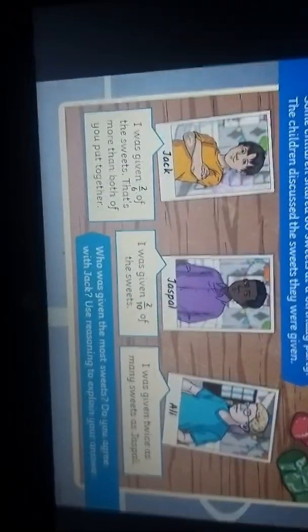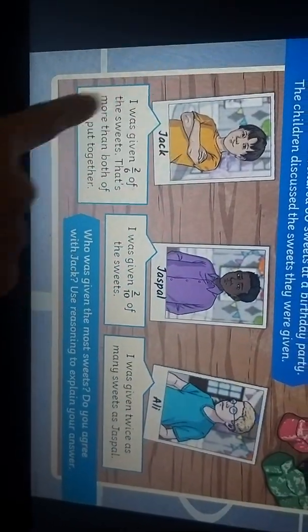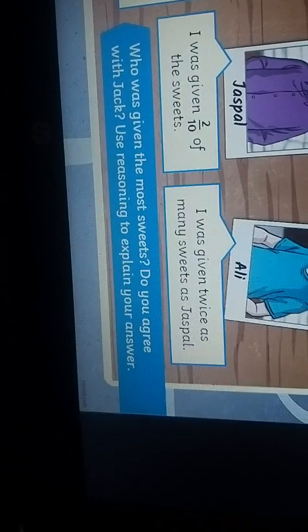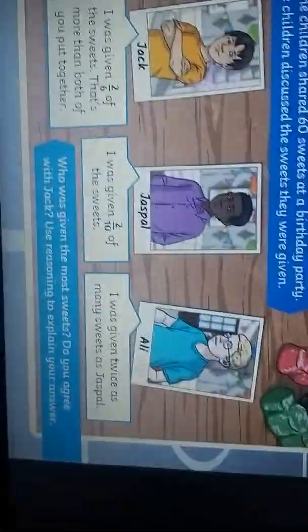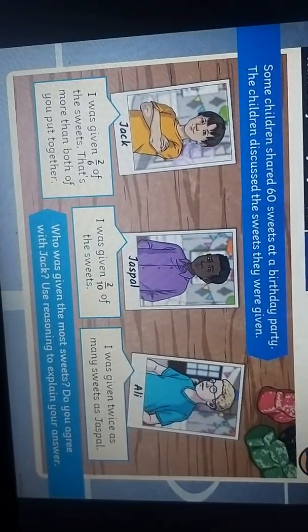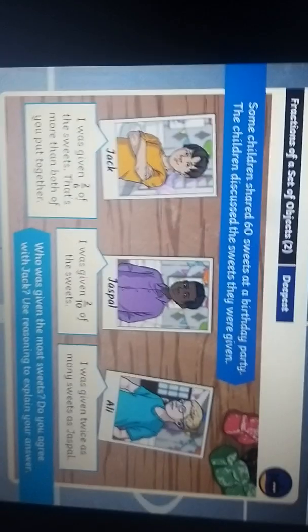So we need to first work out who was given the most sweets. Second part, do you agree with Jack, who says this statement? But we don't need to worry about that till we work out who was given the most sweets. We need reasoning to explain our answer. So we need to work out who was given the most sweets. So some children shared 60 sweets. So we need to find 2/6 of 60.